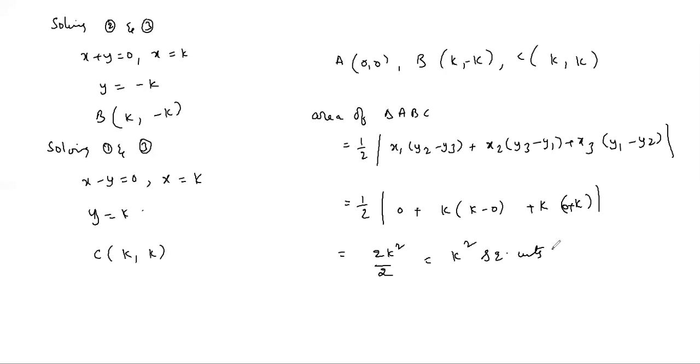Let's solve the 3 lines so that you will get 3 points: 1 and 2, 2 and 3, 3 and 1. So you can find the area of the triangle by using this formula. Okay.